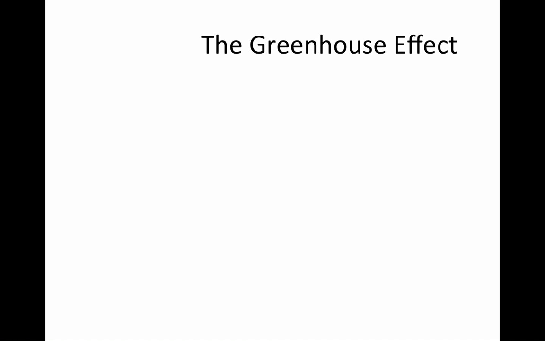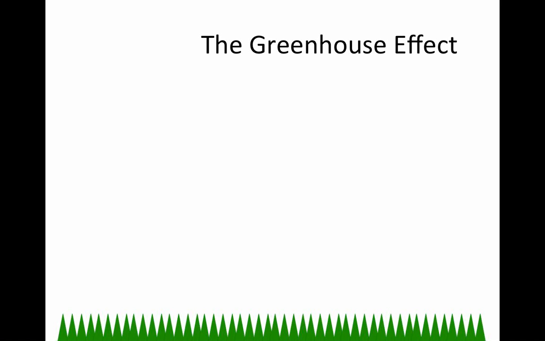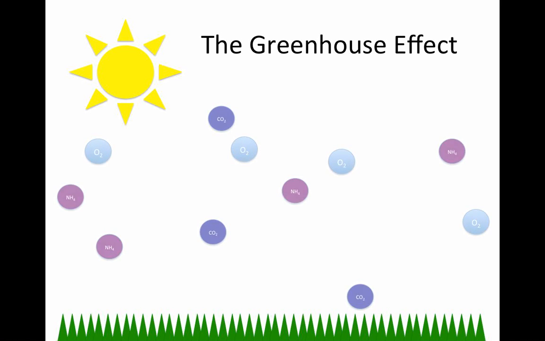So I want to explain how the greenhouse effect works. First, let's picture our world. We have some grass, we have the sun, and we have some gases that are in the sky, right? There are three different gases that I've shown you here, and these are the three greenhouse gases. The light blue color is oxygen, O2.